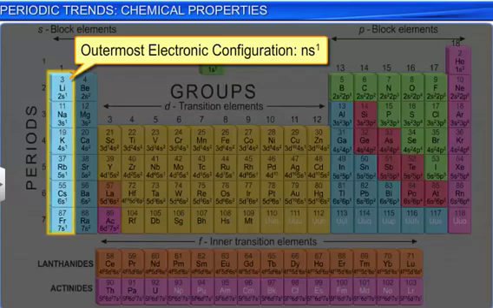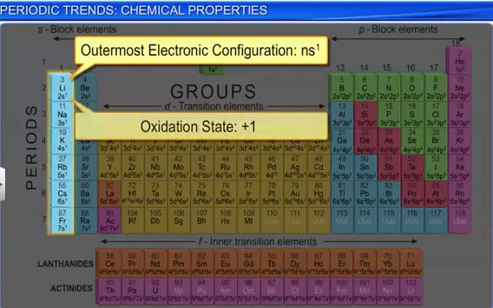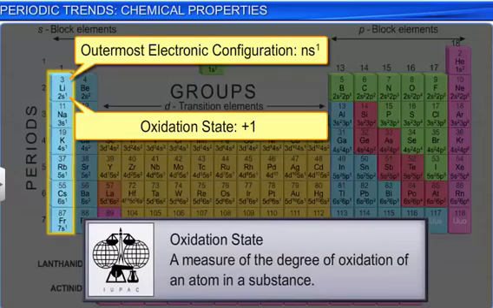Now let's see how periodicity affects the chemical properties of elements. Oxidation state is one of the periodic properties of an atom. According to IUPAC, an oxidation state can be defined as a measure of the degree of oxidation of an atom in a substance.